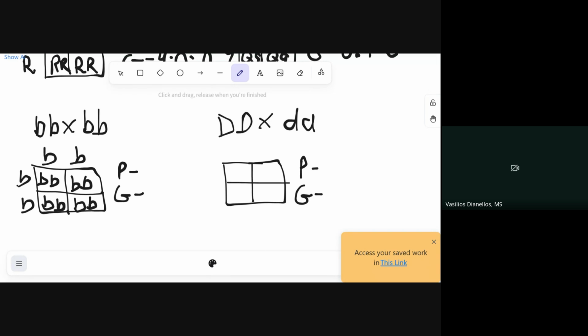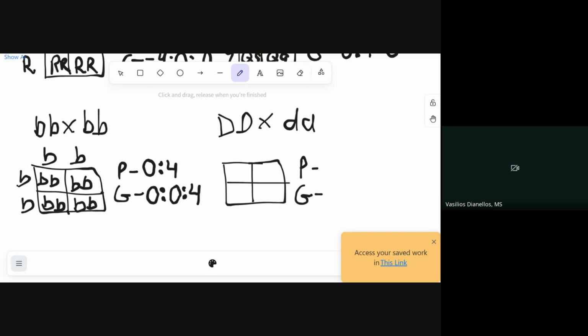So again, genotype ratios. How many of them are homozygous dominant? How many of them are big B, big B? 0. How many of them are heterozygous? In other words, how many of them are big B, little b? 0. How many of them are homozygous recessive? In other words, little b, little b? All 4. Phenotype ratio. How many of them have the dominant phenotype? 0, right? Not one of them has a dominant allele. How many of them have the recessive phenotype? All 4. All right. And then this is the last possible outcome here, or the last example, I should say.